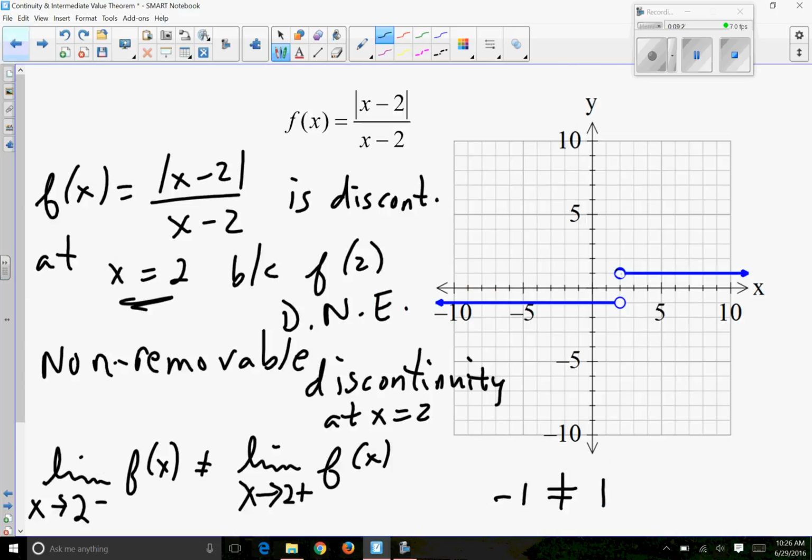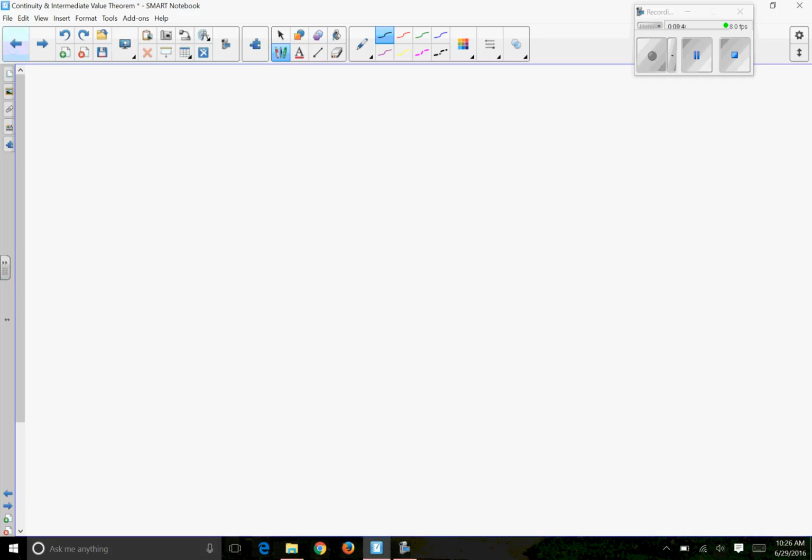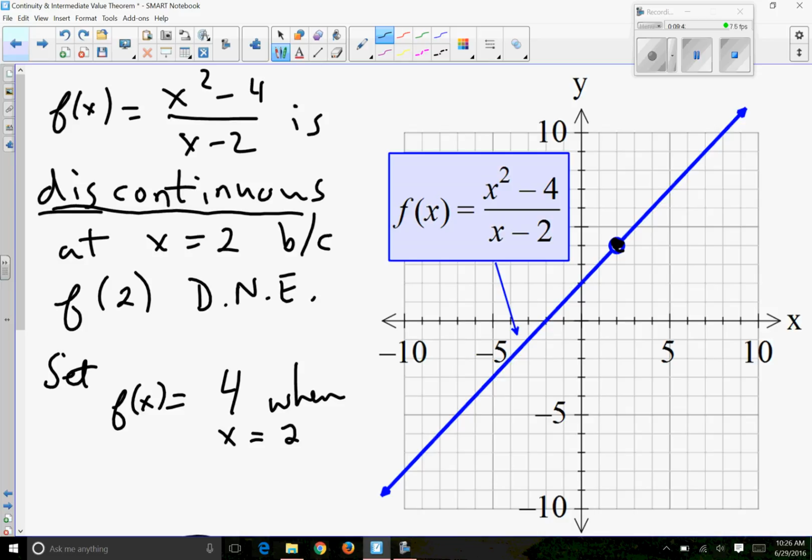Non-removable, this one, by the way, is called a jump discontinuity at x equals 2. And this one is a removable discontinuity at x equals 2.